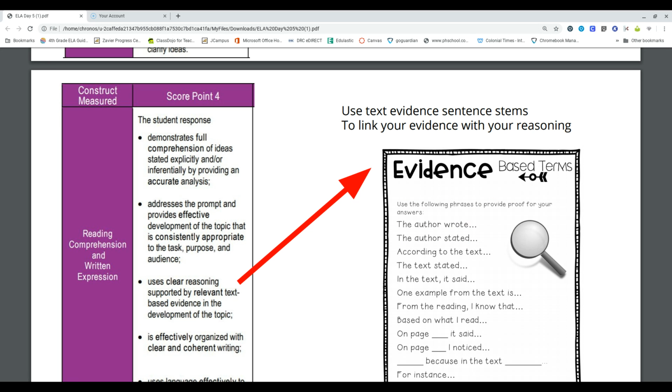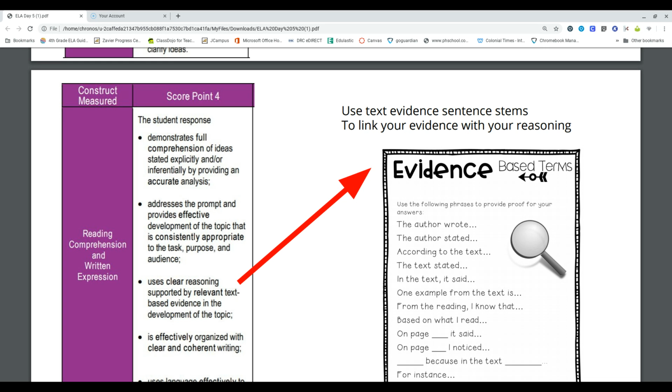Another part of the rubric I wanted to focus on is where it says use clear reasoning supported by relevant text-based evidence in the development of the topic. Clear reasoning, this is your answer part. When you're giving your answers, it makes sense and you can support it by that evidence. Remember what they expect evidence to be: the details and quoted information from the text.